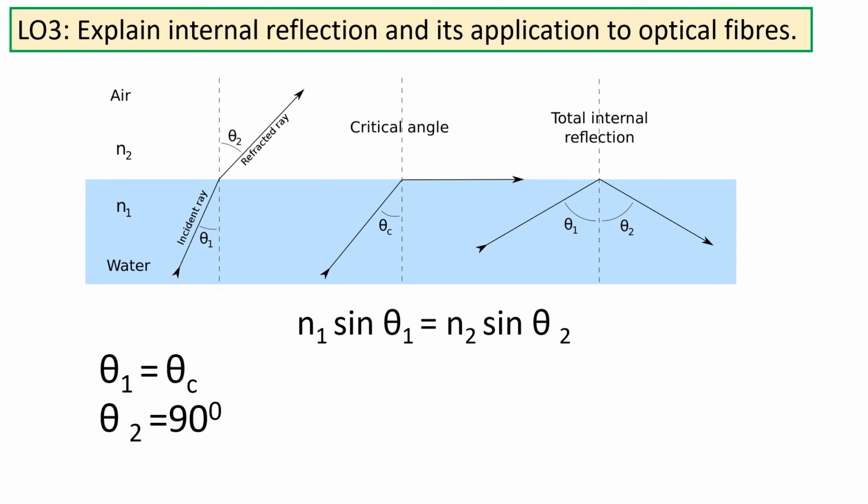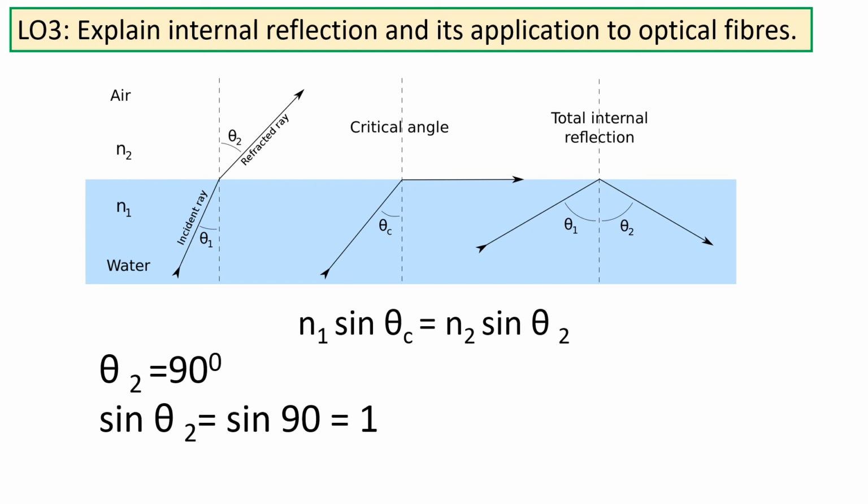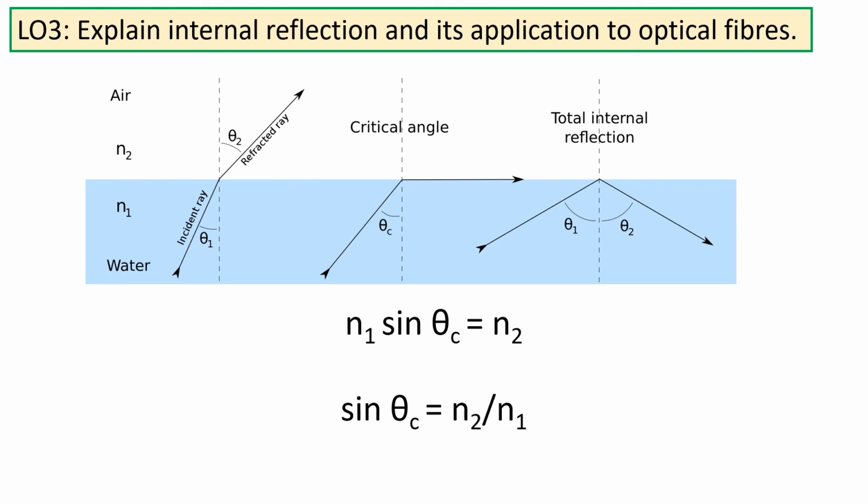It's fairly easy to show what this critical angle must be. Firstly, we'll note that the critical angle occurs when the refracted ray is refracted through 90 degrees. At this point, we say that θ1 is equal to θc, the critical angle, and θ2 is equal to 90 degrees. We should also note that sin 90 is equal to 1. Therefore, n1 sin θc is equal to n2, and if we rearrange a little bit, sin θc is equal to n2 divided by n1.